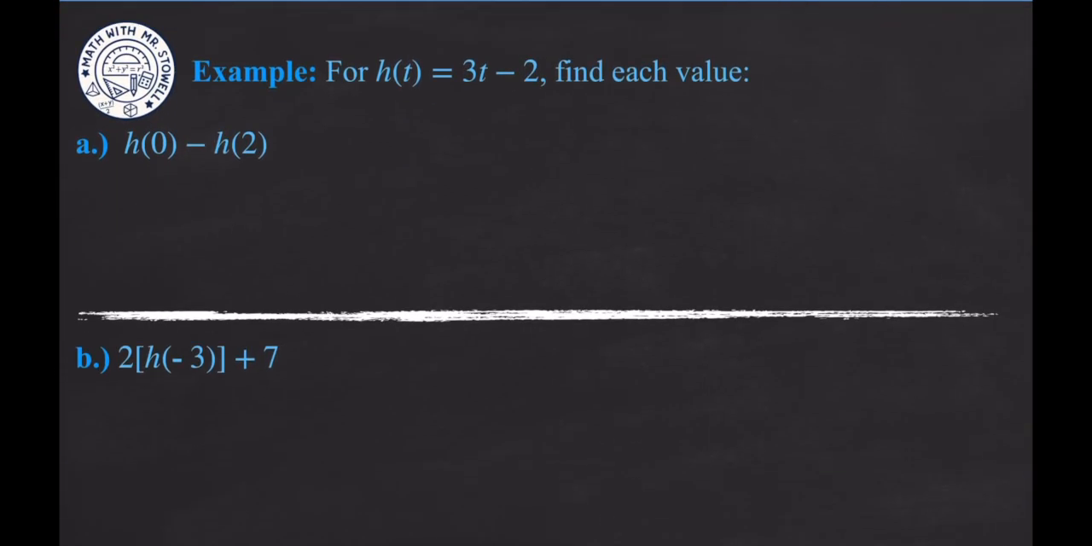Let's look at another example of this. Instead of f of x, we have h of t. This is our function where h of t is equal to 3x minus 2. Let's find the value of h of 0 minus h of 2. So what we're going to do is we need to find h of 0. h of 0 is going to be 3 times 0 minus 2. Let's go ahead and just put that in parentheses. And then we have subtracted by h of 2. So we have 3 times 2 minus 2.